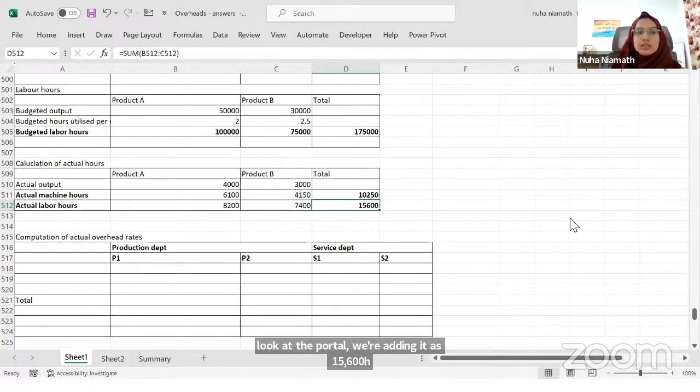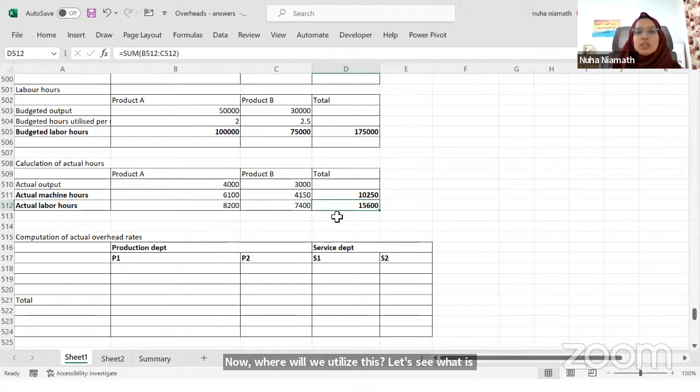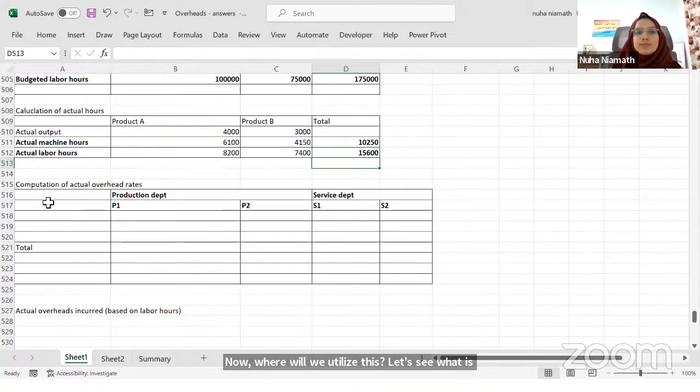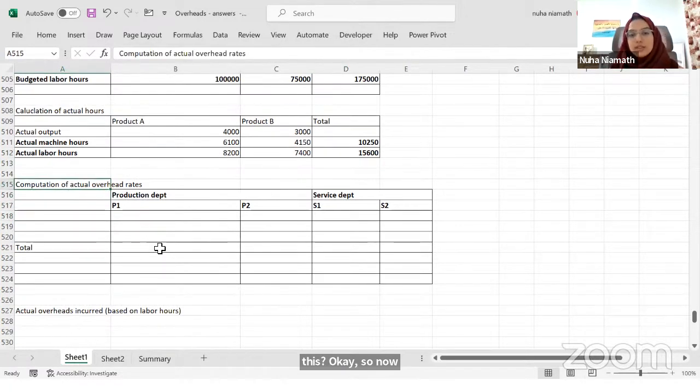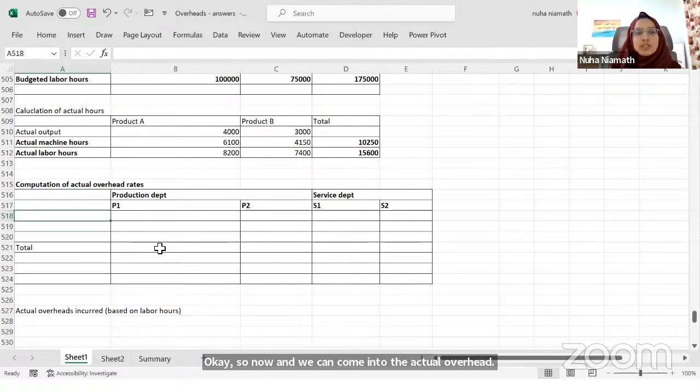Now, where will we utilize this? Let's see what is the utilization of these actual hours. Now we can come to the actual overhead rates, right? Why do we need them? Because actual overhead rates will show us the overheads that have been absorbed for the units produced, since the overhead would be absorbed based on the actual hours worked. That is why we need to calculate the actual overheads absorbed. So let's proceed with the overhead cost here.